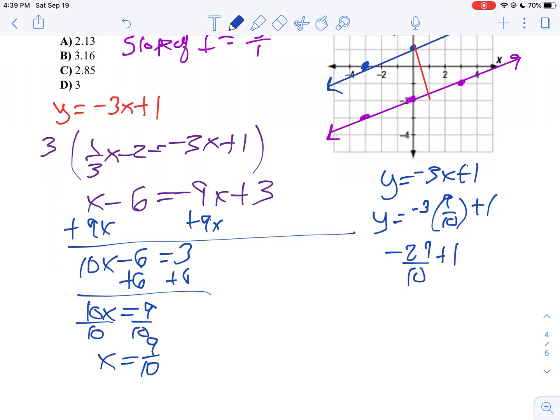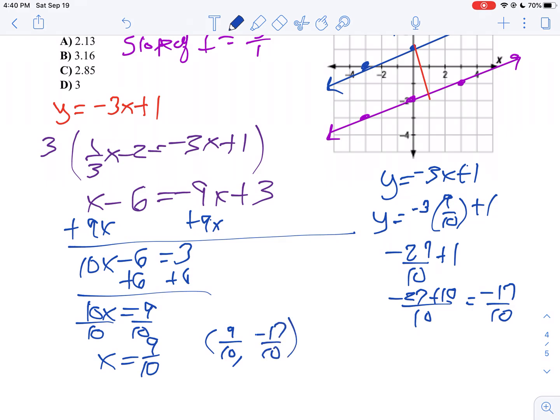Well, let's simplify that. We need a common denominator. The common denominator is 10. Negative 27 is already over 10. 1 is 10 over 10. So we get negative 17 over 10. So the point where those two cross is (9/10, negative 17/10).